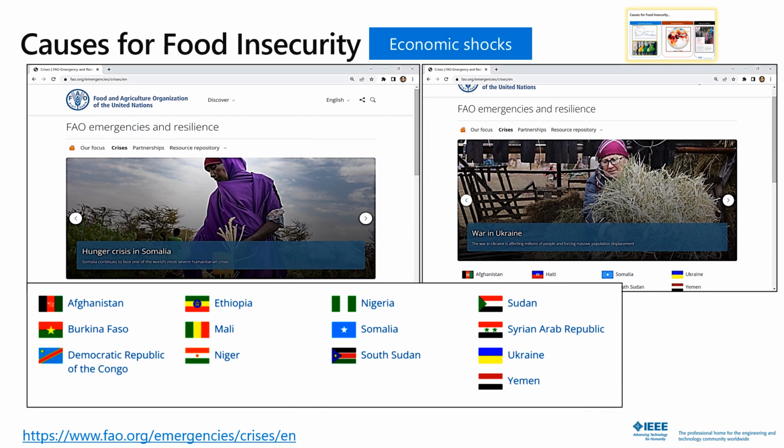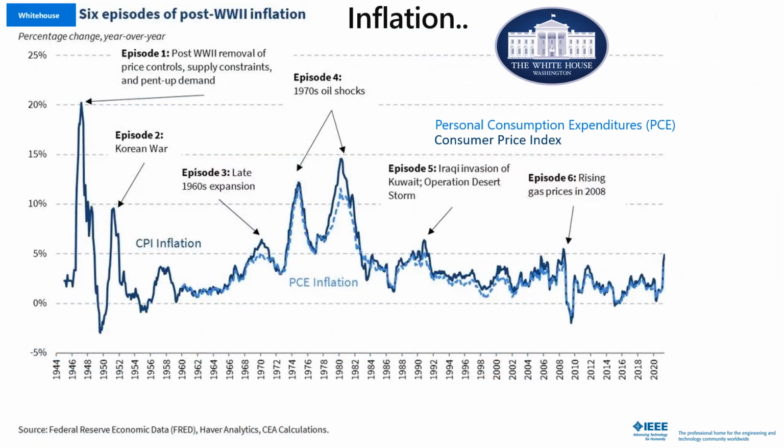Our machine learning model derives data as well as inferences from the Food and Agriculture Organization of the United Nations, especially from the countries listed under the FAO emergencies and resilience framework. Another major data source that we use for learning the influence of macroeconomics on food security, especially in our machine learning and artificial intelligence models, is the Federal Reserve Economic Data, also known as the FRED data set. We also factor in the inflation curves as depicted by the White House graph, especially the major six episodes of inflation since 1944, and apply the trends of this inflation and the correlations to the 2019 to 2022 inflation trends due to COVID-19 as well as oil prices that resulted in recent times.